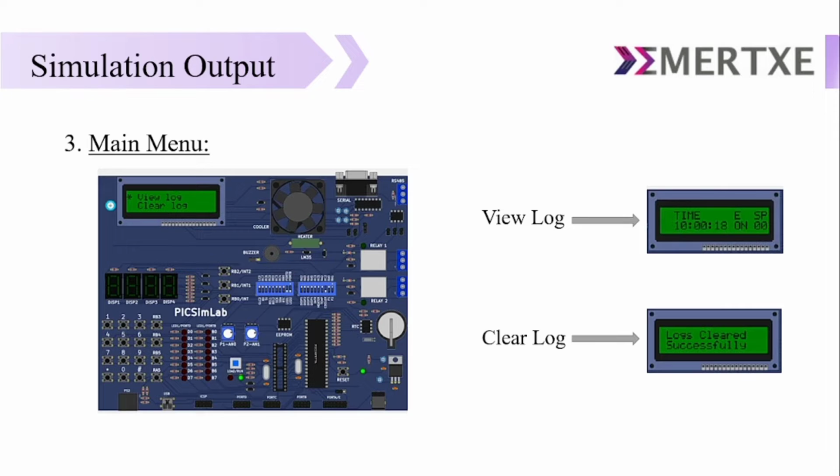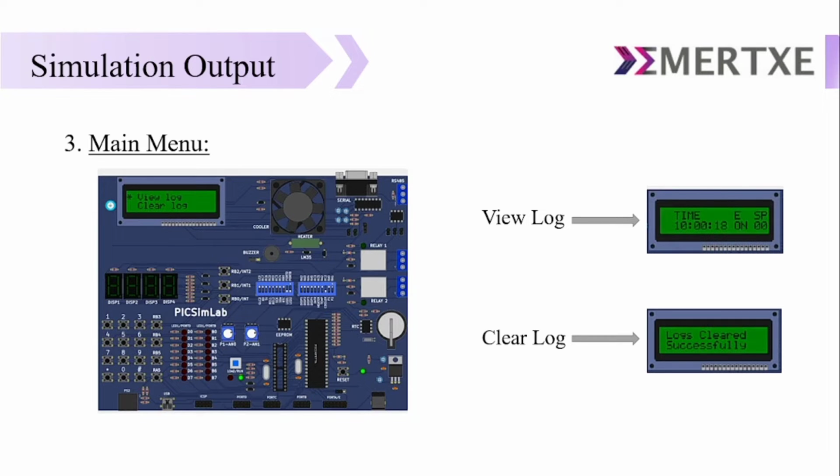Moving on to the last feature of the system, that is the main menu. In the main menu, it should show the view log and clear log menu. In the view log menu, it will access the previous records of the black box, and the clear log will clear the previous entries of the system.